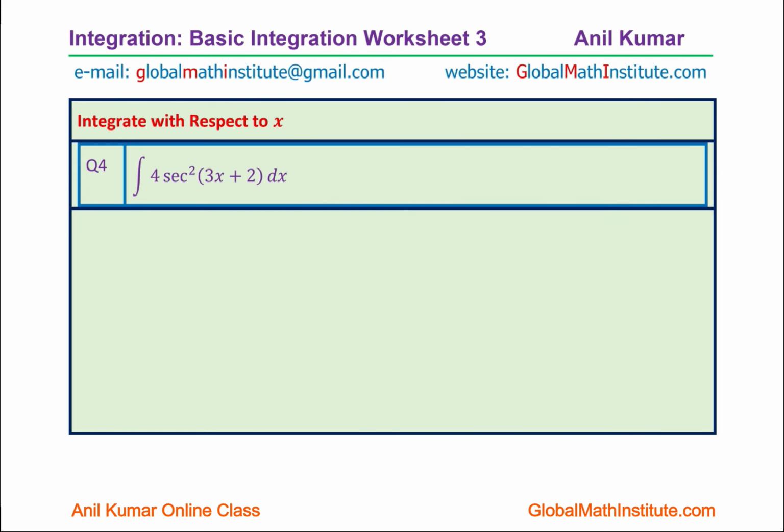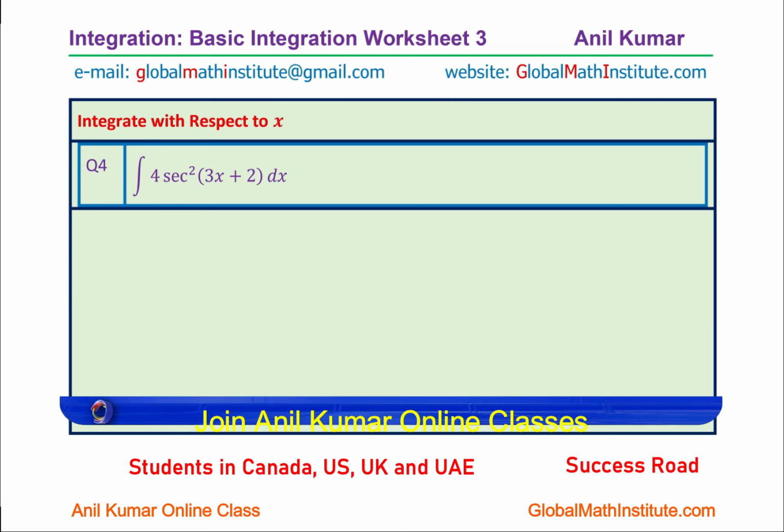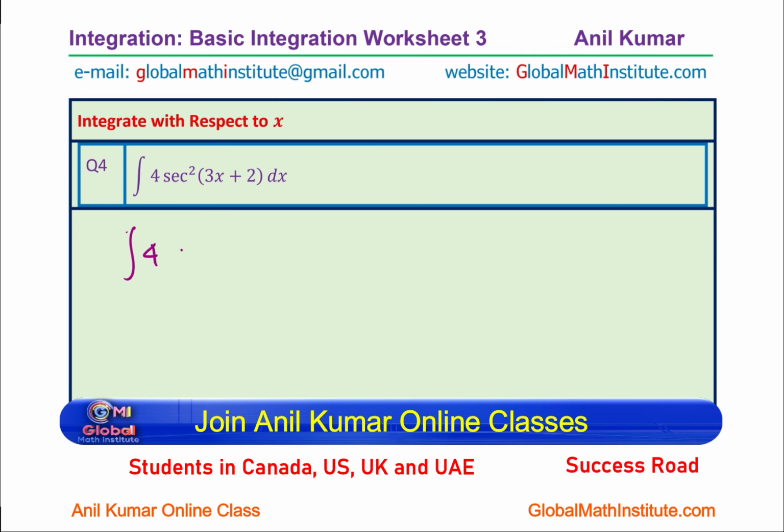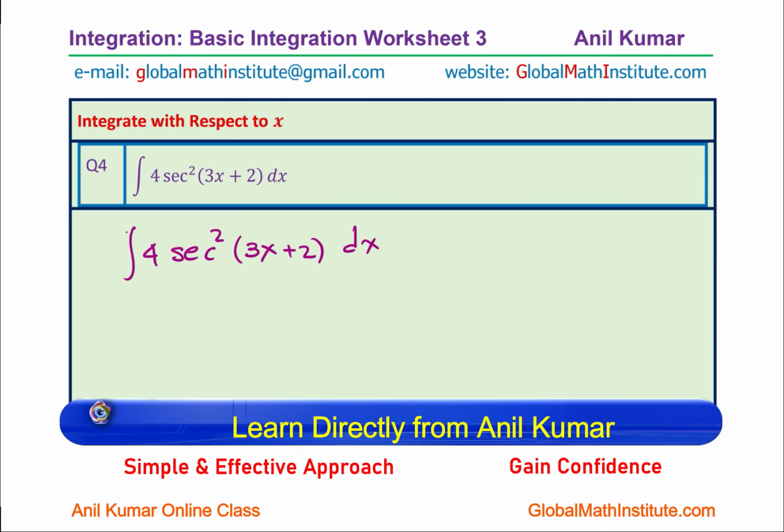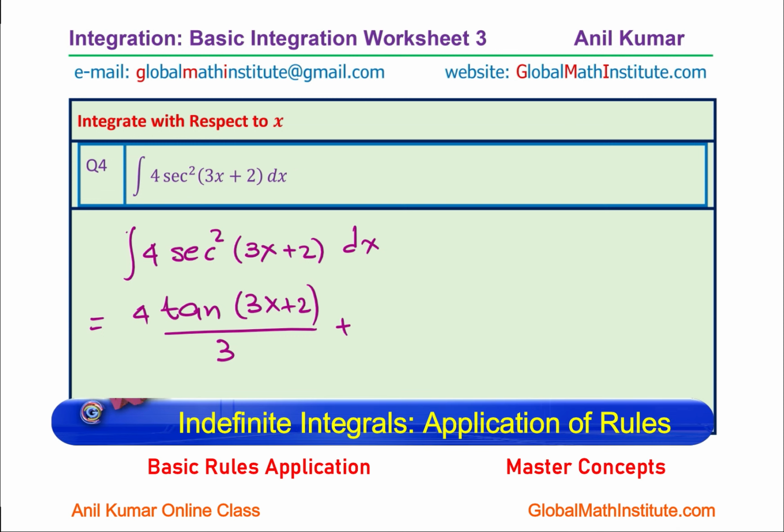Here is the last question for you. Integral of secant square x. Let's rewrite the question, which is 4 secant square. The argument this time is 3x plus 2. Integrate with respect to x. So integral of secant square x is tan x, correct? So we get tan of 3x plus 2 dividing by the derivative of inside function plus the constant c. So that is how we should be integrating with respect to x, applying the rules, right?